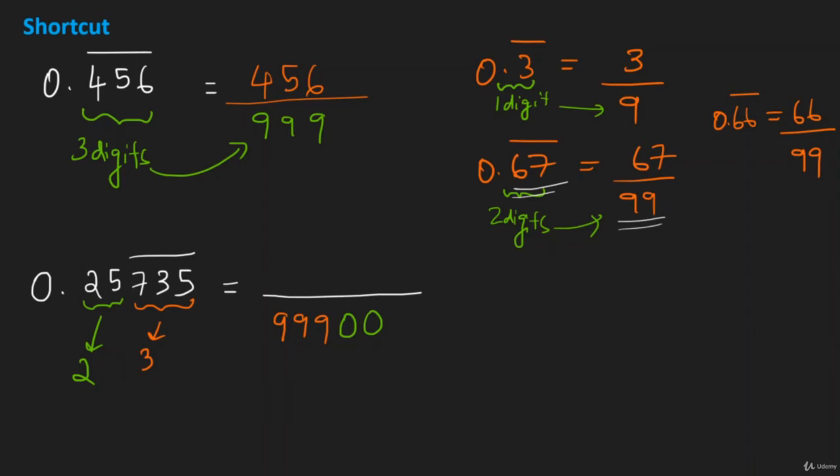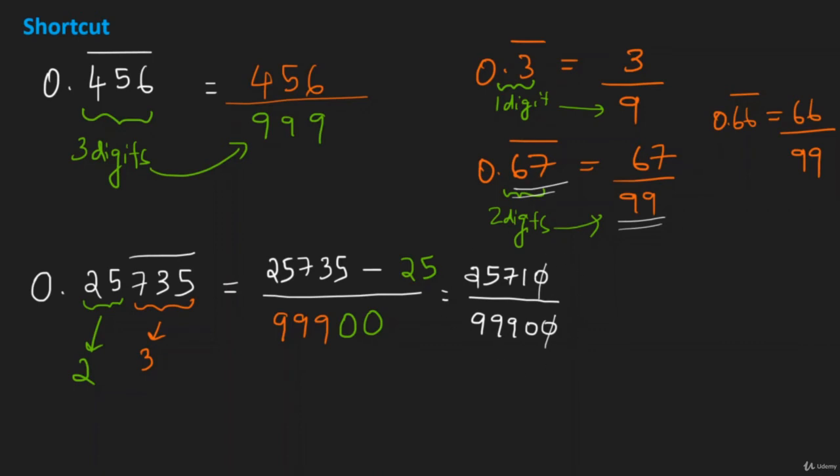The next step is, in the numerator, write the whole decimal section over here. So that's 25735, and subtract the non-repeating part. This is the non-repeating part. So subtract the non-repeating part, that's minus 25. And this is your answer. The numerator you get 25710, and in the denominator you have 99900. And of course you can simplify this. For example, you can cut out 0 from here and here, but this is in the form p by q.